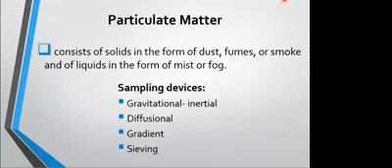So let's have particulate matter. It consists of solids in the form of dust, fumes, or smoke, and of liquids in the form of mist or fog. The sampling devices involved are the gravitational, the inertial, the diffusional, the gradient, and the sieving. Let us turn to aerosols, which are very common nowadays, sometimes restricted to liquid particles.